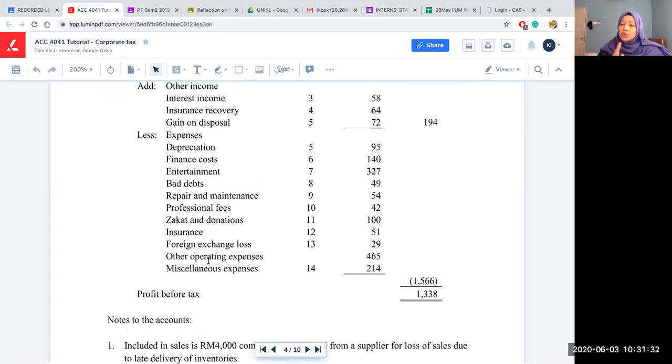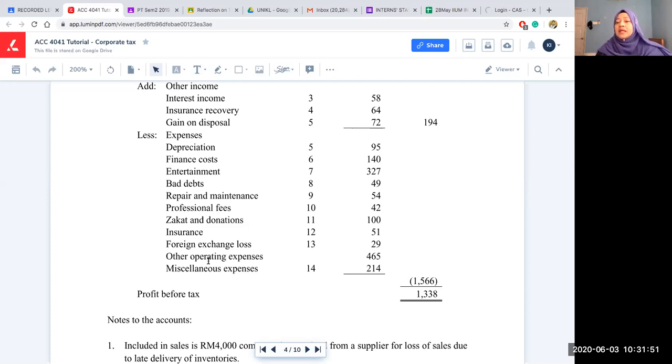Assuming that there is no information provided by the client, and it's a gray line, you do not know whether it's allowable or not allowable. In practice, what we do is that we claim first. We claim those other operating expenses as an allowable expense.